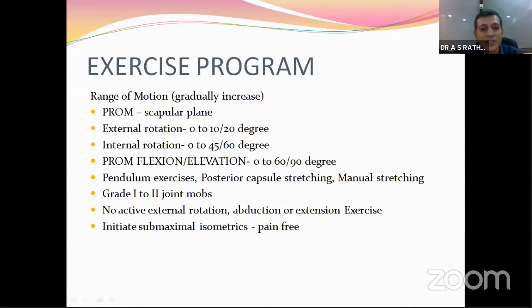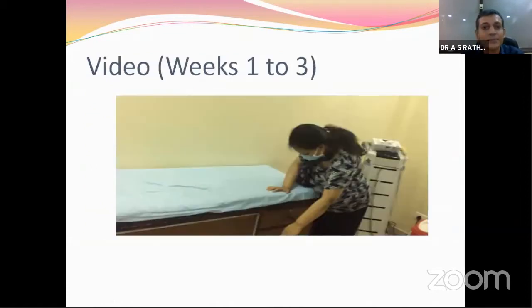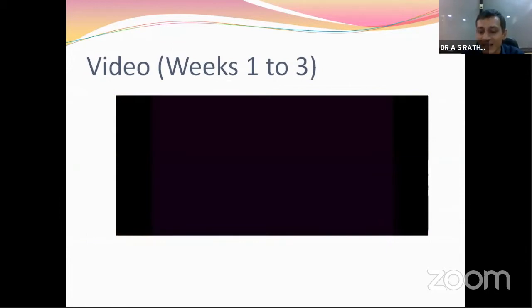Other exercises which we have to consider here are pendulum exercises, posterior capsular stretching, and manual stretching. For pain relief, we are doing grade 1 and 2 mobilization, and there should be no active external rotation, abduction or extension exercise at this stage. We have to initiate submaximal isometrics in the pain-free range. Here we can see one of the pendulum exercises for flexion, which we are suggesting to the patient.